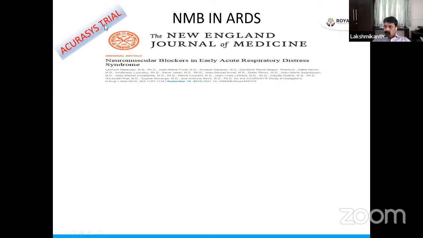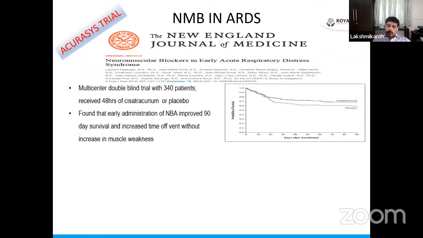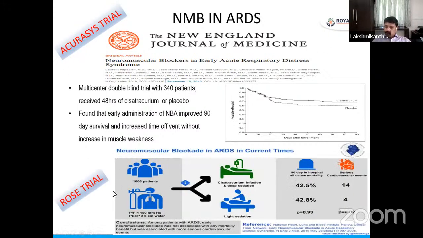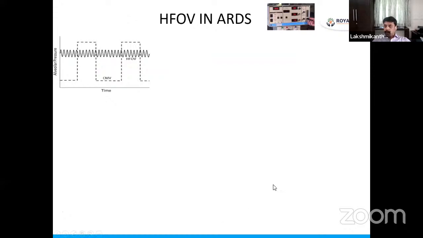Next comes the use of neuromuscular blockade in ARDS. As we all know, ARDS is an oxygenation problem. In most patients with ARDS, we tend to use neuromuscular blockade, and there was a study called the ACURASYS study which showed a mortality benefit with the use of relaxants, which was a surprise for many. They used cisatracurium for the first 48 hours of ventilating these patients, which was disproven in the following trial called the ROSE trial, which showed no mortality benefit.